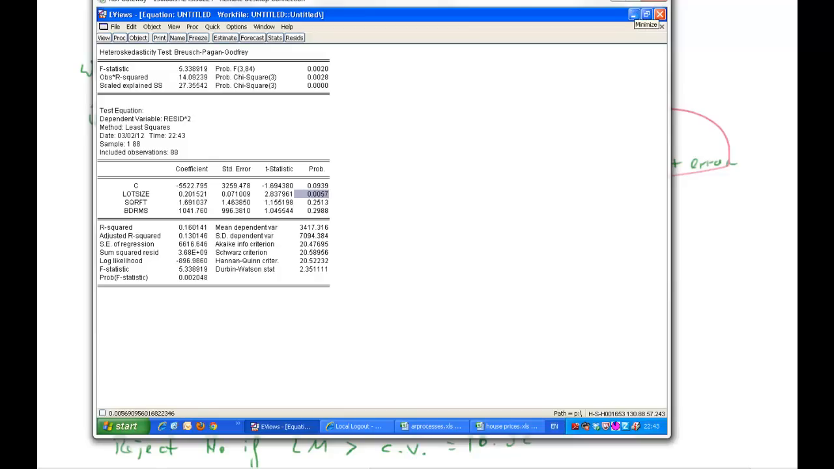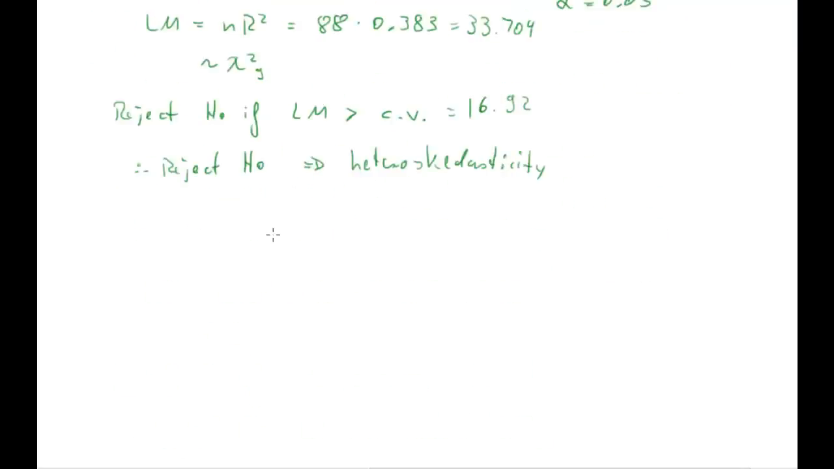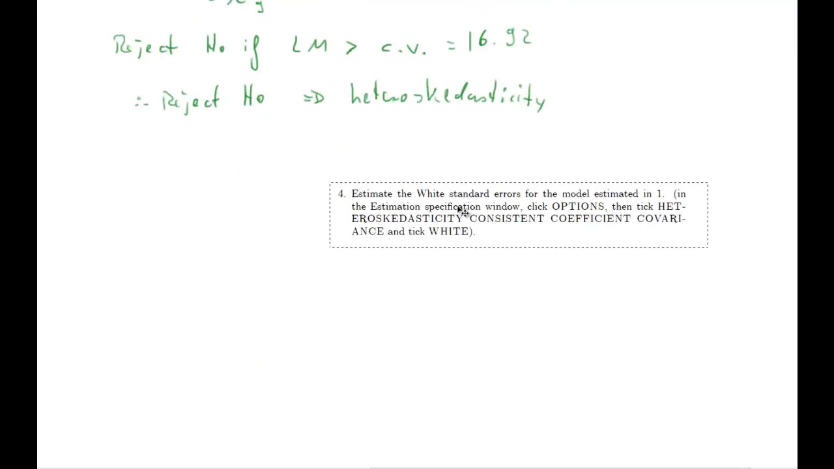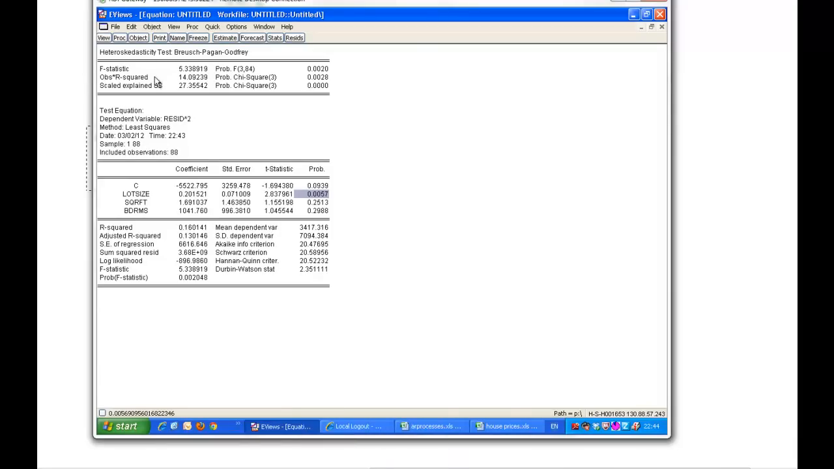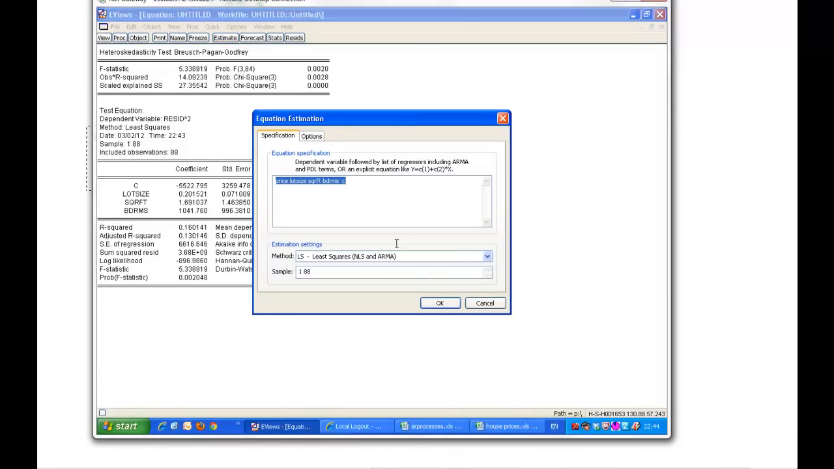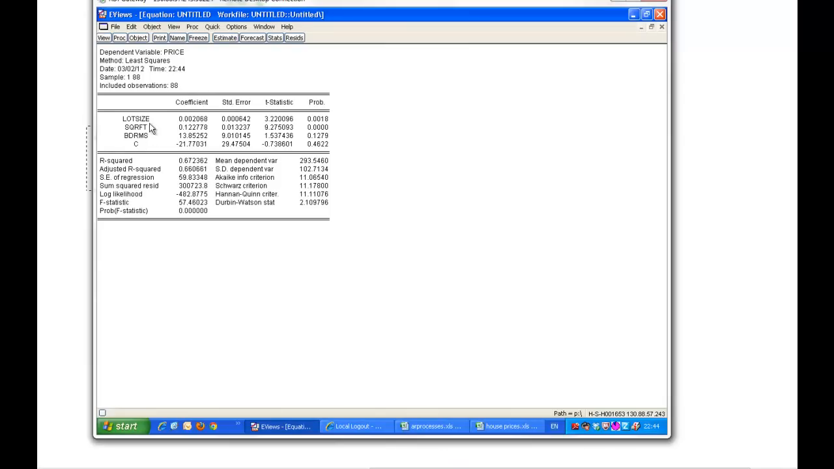Okay, now let's go to the fourth part. Estimate the White standard errors for the model in one. So what we need is to go back here. Let's first estimate our model again.